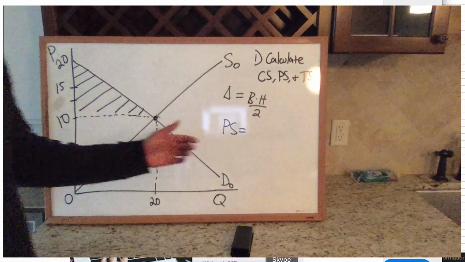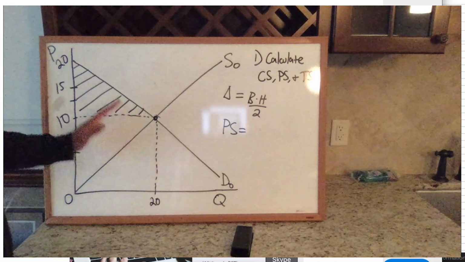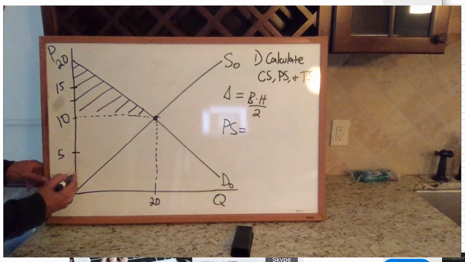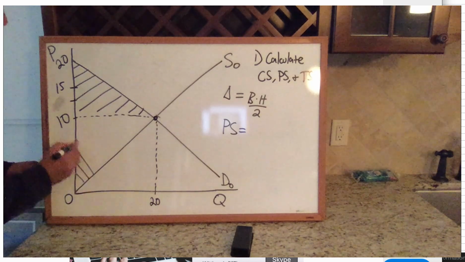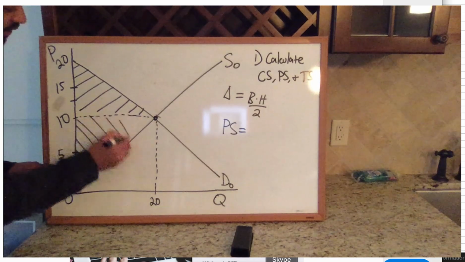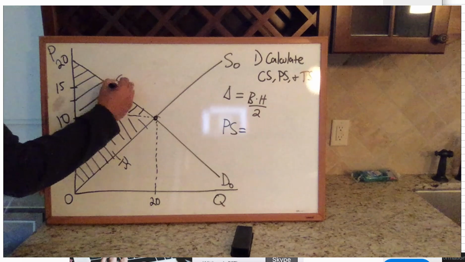All right, so now we're going to calculate producer surplus. So producer surplus is the area above the supply curve beneath the price. So it's this triangle right here. Again, our equilibrium price is 10. Our supply curve is already labeled. So this area right here, this is your producer surplus. This area is your consumer surplus.